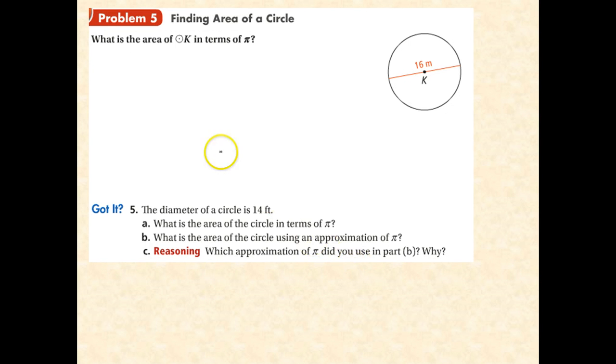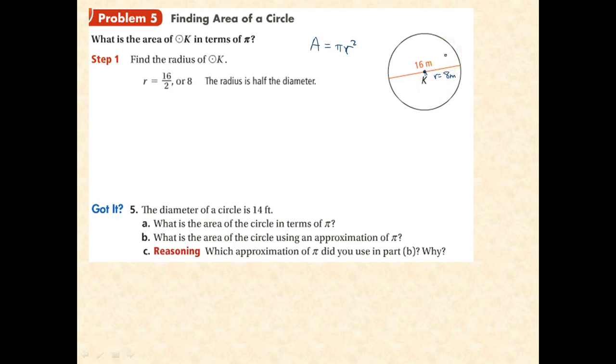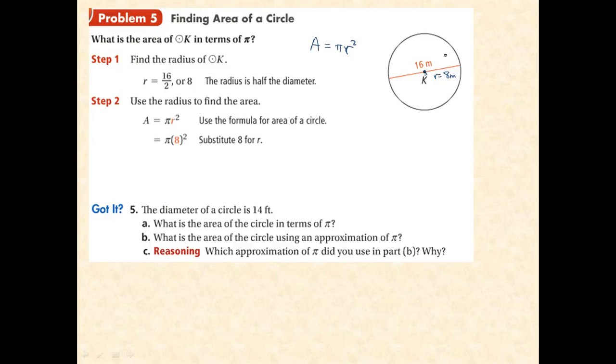What about the area of a circle? In terms of pi, so we want an exact answer. Well, first we need to find the radius, because the formula for area of a circle is A equals pi r squared. Alright, so if the diameter is 16 meters, the radius is half of that, so the radius is 8 meters. Now we're going to use the radius to find the area. Pi times 8 squared, so that's 64 pi. The area of circle K is 64 pi square meters.